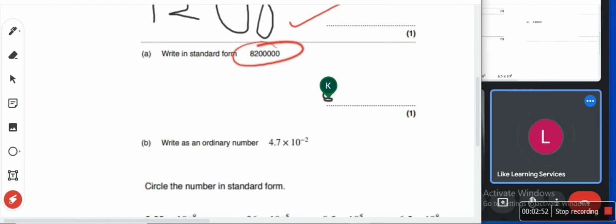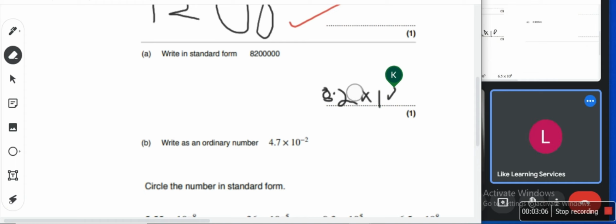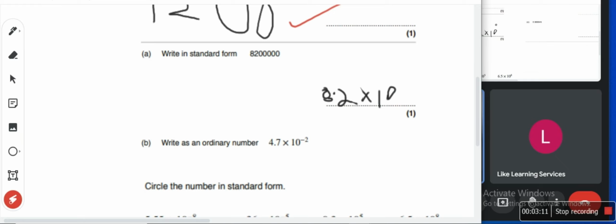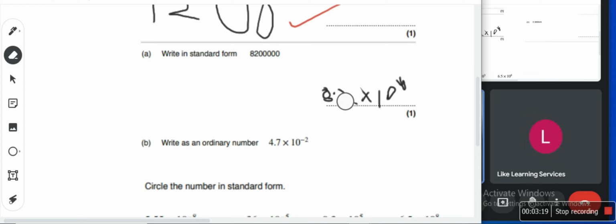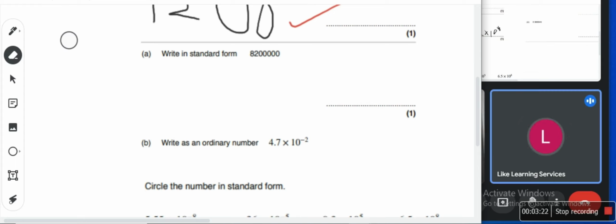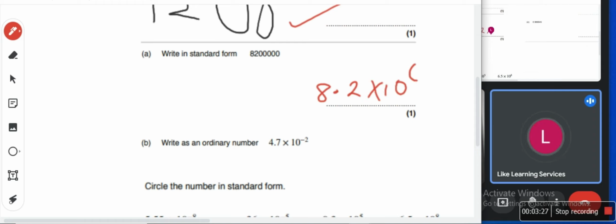So write 8,200,000 in standard form. Go with 8.2 times 10 raised to the power what? Times 10 raised to the power 6, correct? Is that what you wrote? Yeah. So 8.2 times 10 raised to the power 6, because we moved the point 6 places.